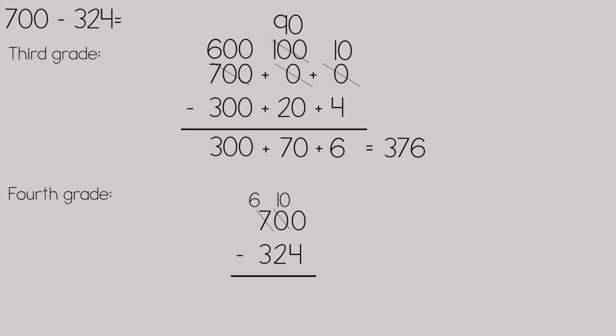We still need to regroup to subtract in the ones place, so the 100 would be regrouped to 90, and that 10 would be regrouped as 10 in the ones place. Now we can subtract across the entire equation. 10 minus 4 equals 6. 90 minus 20 equals 70, represented as 7. And 600 minus 300 equals 300, represented as 3. The students will arrive at the same answer by using the traditional algorithm for subtraction.